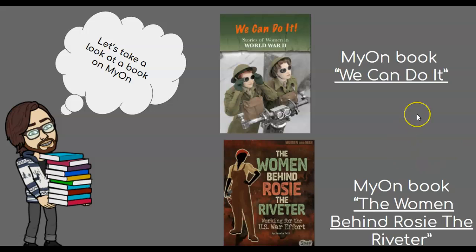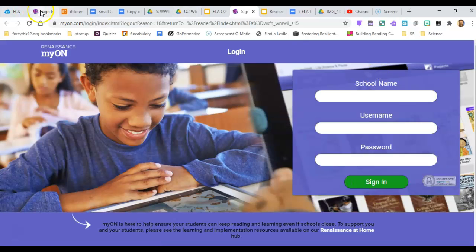And so let's take a look at this. If we talk about these two books on Mayan, we can do it. Stories of Women in World War II and The Women Behind Rosie the Riveter, Working for the U.S. War Effort. We're going to talk more about Rosie the Riveter and the role of women in our social studies unit for World War II, but right now these two books are excellent sources by title only.